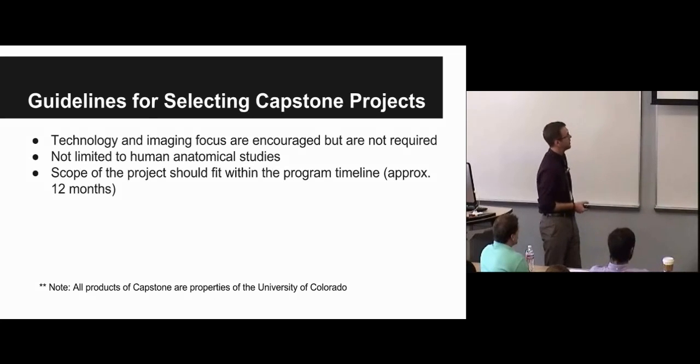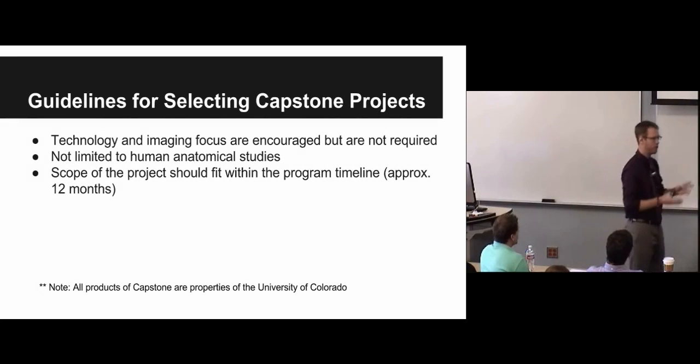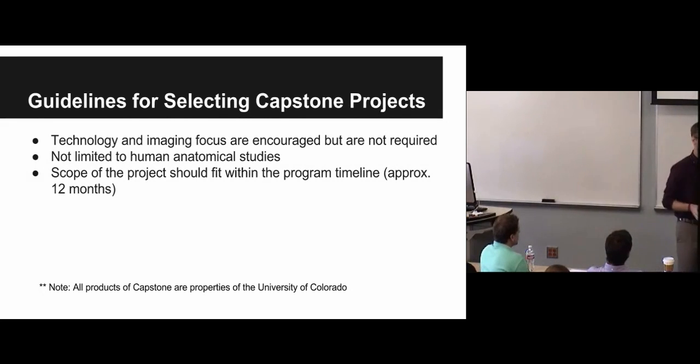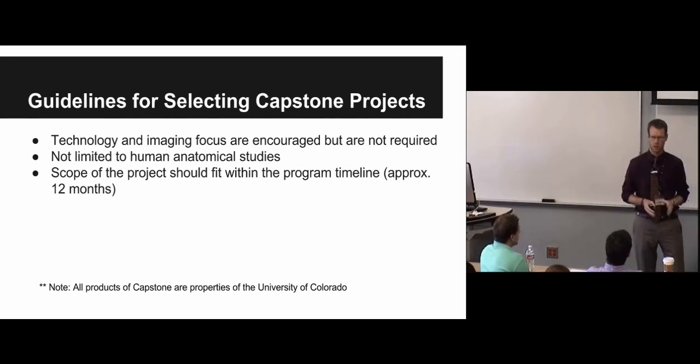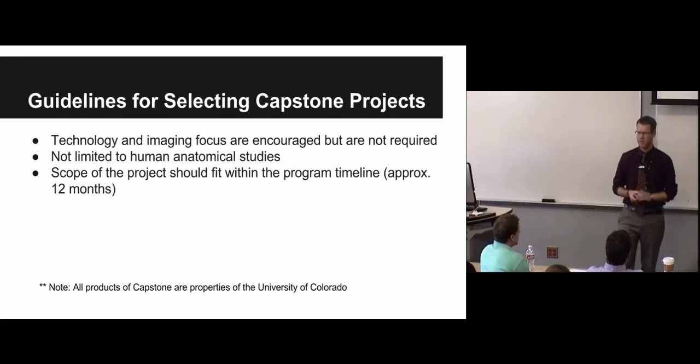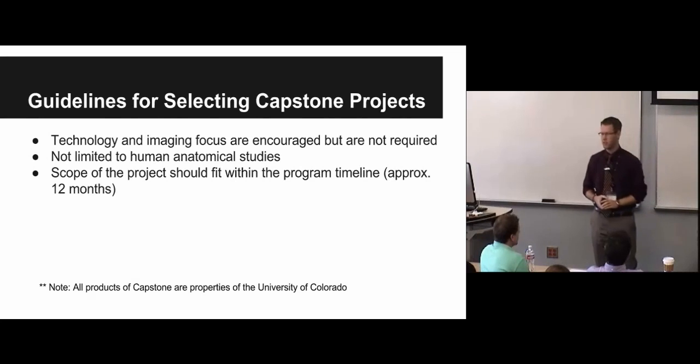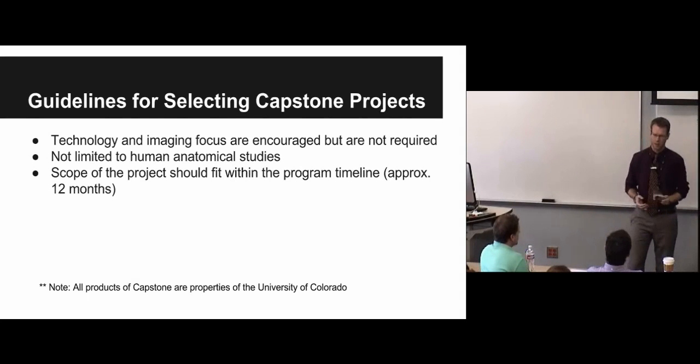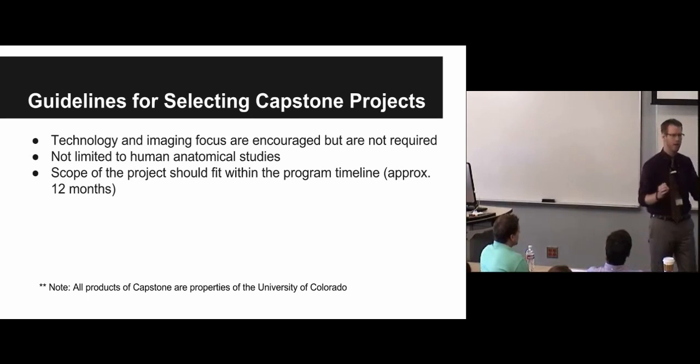The scope of the project should fit within the program timeline. So you are going to be hitting your didactic coursework the first 12 months and then getting into your Capstone the second 12 months. So you definitely can't bite off a very big project that is not possible to finish in 12 months, okay? So that's what the Capstone Mentor can help you with. They'll be able to kind of help scale your project. I don't think you're going to be able to sequence the mouse genome. Let's scale it back to something smaller, okay?